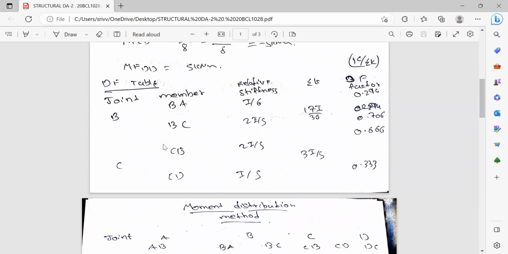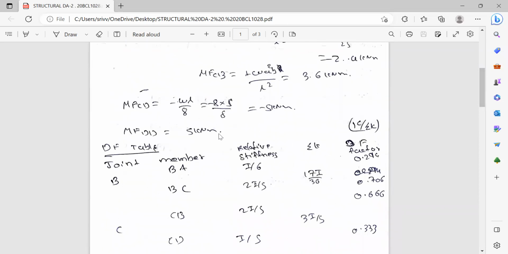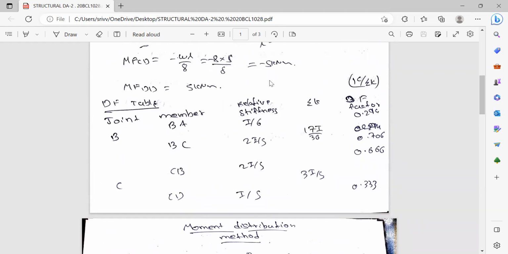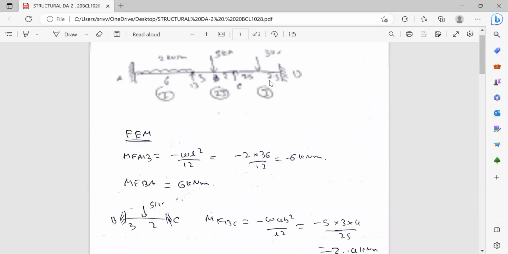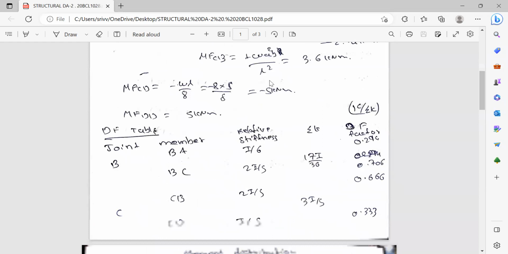Here we take the two joints. Here we know that there are two joints B and C, and each joint has two members, BA, BC, and CB, CD respectively. We need to find relative stiffness. So relative stiffness for any fixed far end would be I by L. And for a simply supported, it would be 3 by 4 I by L. Here we can see that it's only fixed ends and we don't have any simply supported beam here.